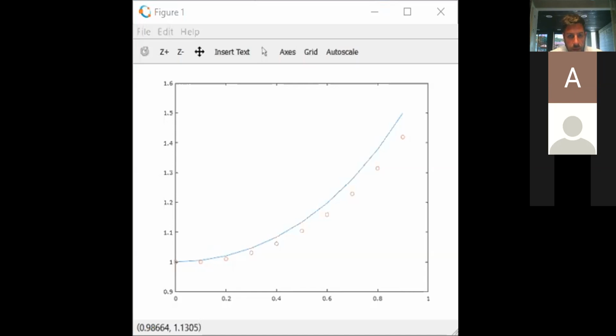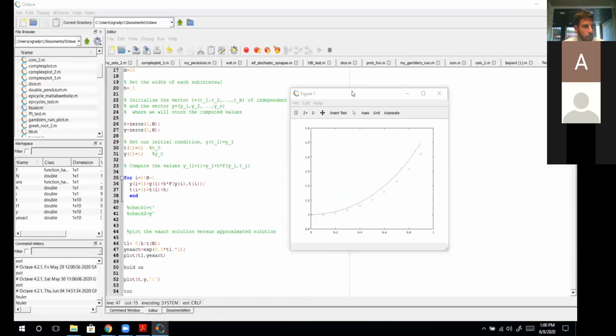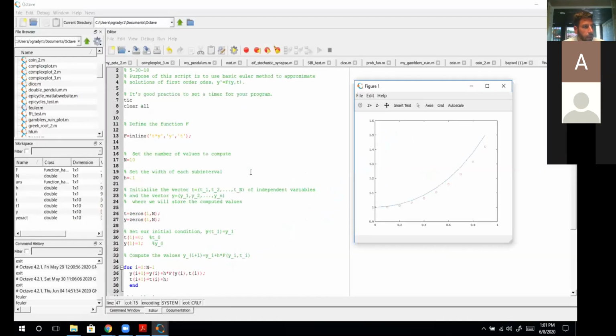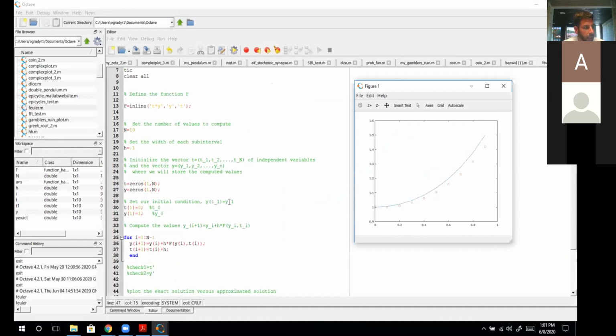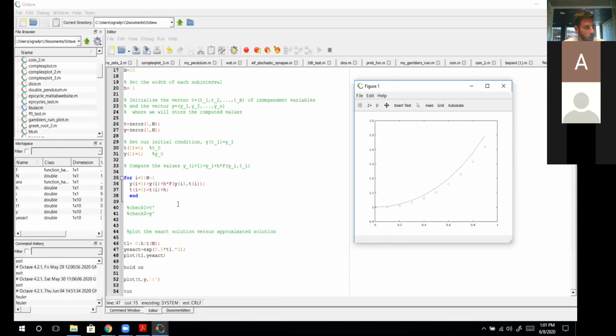So let me show you what I mean by that. Do you guys see the code again, the editor? Yep. So you would have to change your capital F for each problem, and then you'd have to go down here and change your initial conditions for each problem. And then you would also have to change your exact solution. So there's 3 spots you would have to modify for each problem.